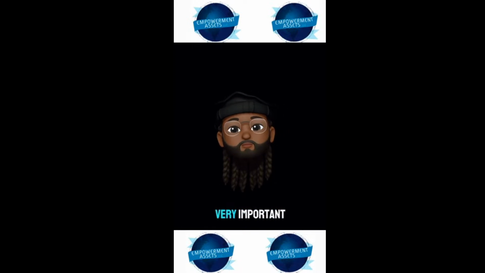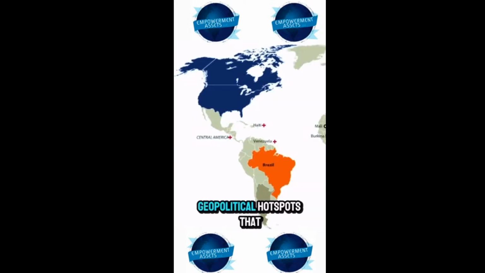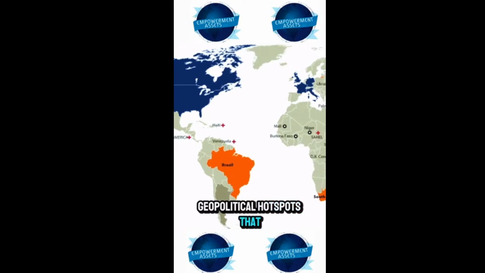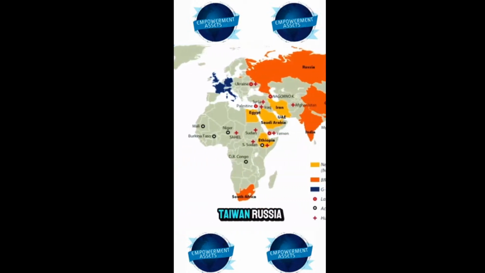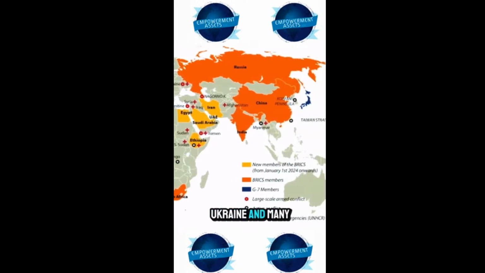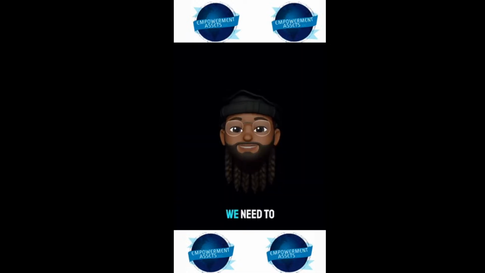Now, this is very important. This is the next topic: geopolitical hotspots that I'm looking at. We need to pay close attention to the China economy, Taiwan, Russia, Ukraine, and many countries in the Middle East. We need to make sure that there's stability, because if there's no stability, the financial markets are going to be in ruin. So we need to pay close attention to that.